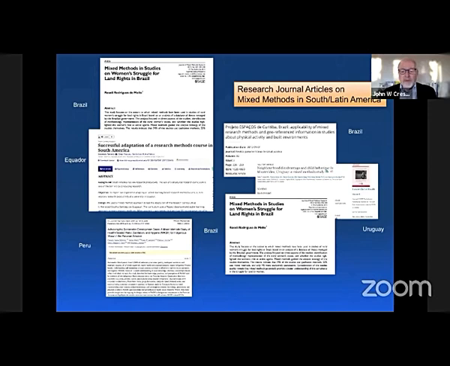Another study on neighborhood disadvantages. I want to point out this one on the right down at the bottom. It's a mixed methods study published in the leading mixed methods journal on women's struggles for land rights in Brazil. So I know there's quite a bit of interest in developing mixed methods research in South America and Latin America areas of the world right now.